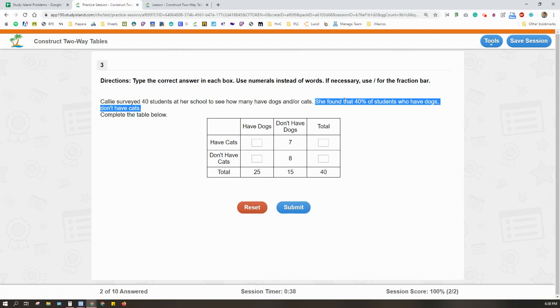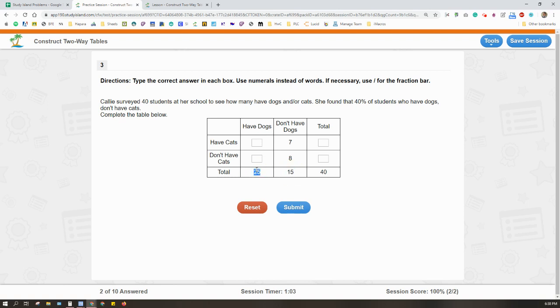Not 40% of the students total, but of the students who have dogs, 40% of them do not have cats. So we can use that information to fill out the rest of the table. First, how many students have dogs? 25. It says right here, the have dogs column, the total is 25. So 25 of the 40 students have dogs, which means 15 of the students do not.